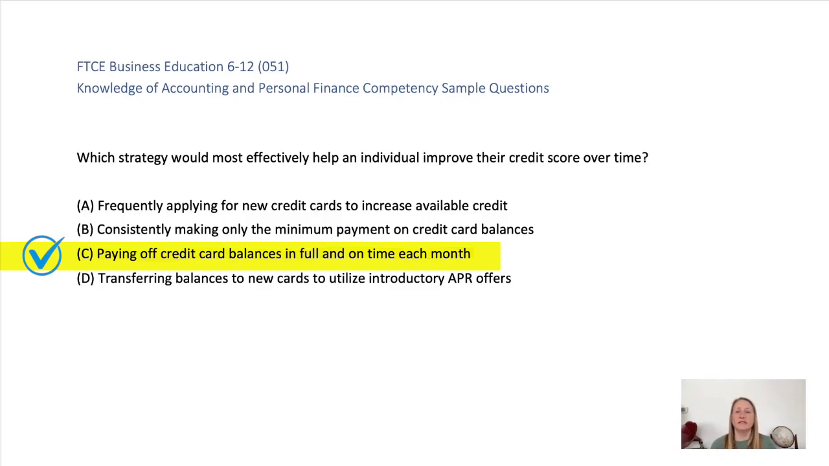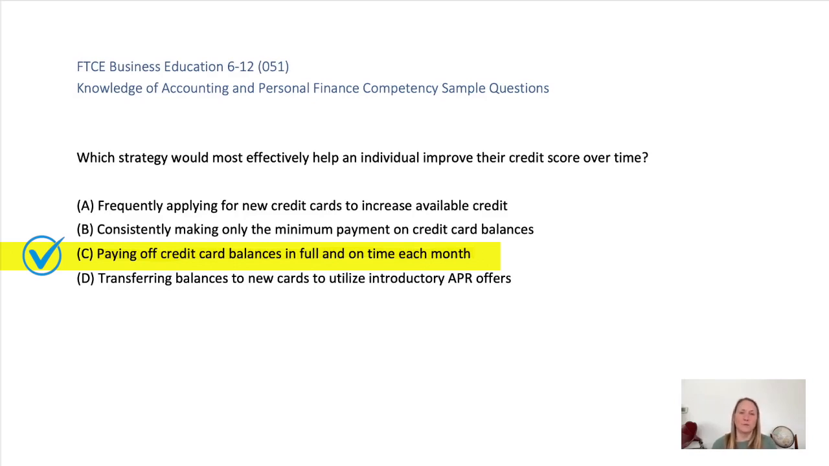The correct answer is C, paying off credit card balances in full and on time each month. This strategy demonstrates responsible credit behavior and can have a positive impact on an individual's credit score. Timely payments contribute significantly to credit scoring, and maintaining a low credit balance relative to the credit limits also helps improve a credit score.